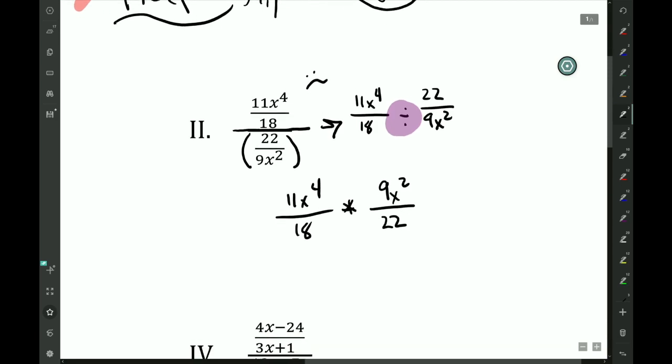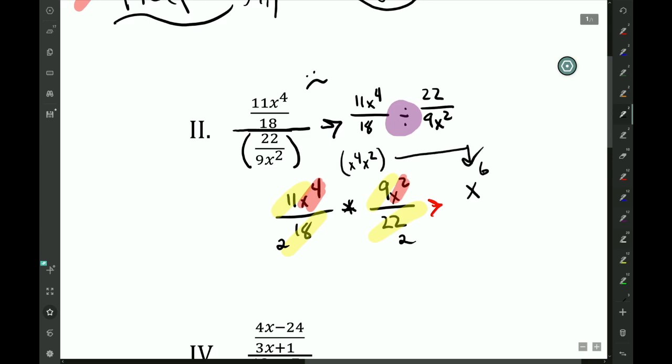And from here again, let's look at 11 and 22. That is going to simplify down to 2. 9 and 18, the 9 simplifies and leaves a 2. X to the 4th times x squared, those are going to become x to the 6th. Simplifying everything, I'm left with x to the 6th. Mr. Dvorsky, how did you get x to the 6th? Remember, x to the 4th times x squared, you add the exponents, leaving you with x to the 6th.